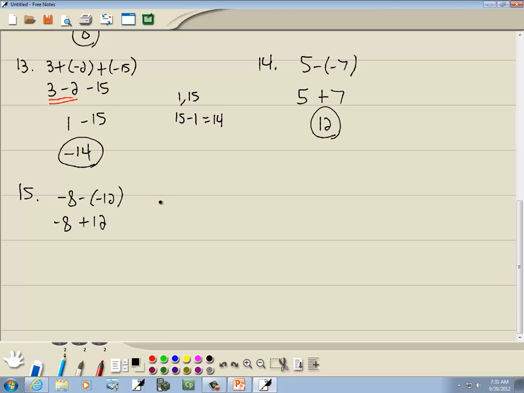This is case 2. Signs are different. So we ignore the signs. So we got 8 and 12. Subtract a smaller number from a larger number. 12 minus 8 is 4. And the sign of our answer is the original sign of the larger number. The larger number is 12, which originally was positive. So this is going to be positive 4 or 4.